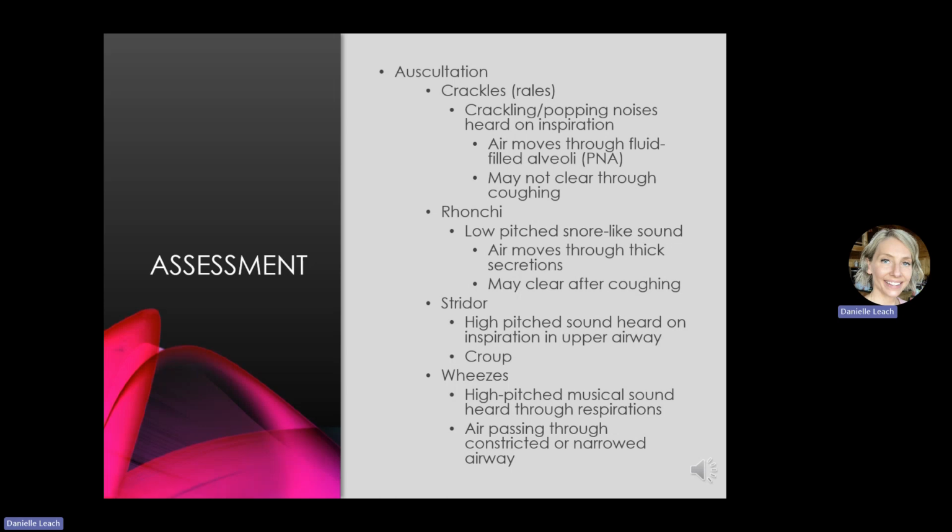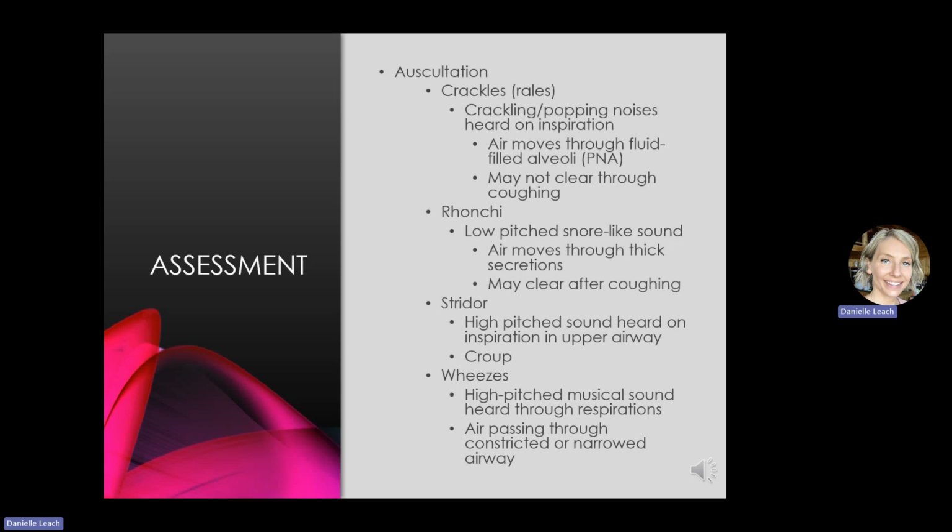When we are auscultating a child's breath sounds, the sounds that we're going to hear are very similar. So adventitious sounds such as crackles, also sometimes called rales. Remember, those are the crackling or popping noises that are usually heard on inspiration. It happens when air is moving through fluid-filled alveoli. So examples could be things like the child has pneumonia.